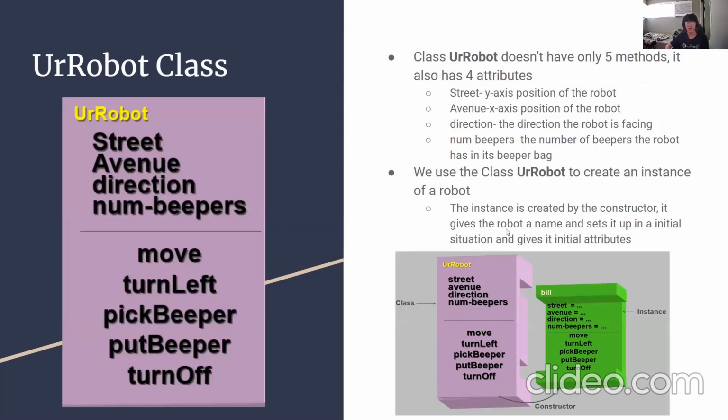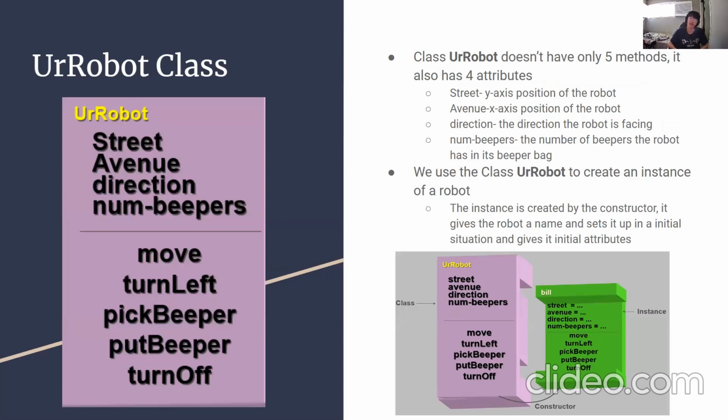Now we're going to go over a review of your robot as well as an extension. Class UrRobot doesn't only have 5 methods, it also has 4 attributes. If you don't remember, a class has attributes and methods. So when you're creating an instance of class UrRobot, you're also creating the attributes for it. You're defining what attributes it has.